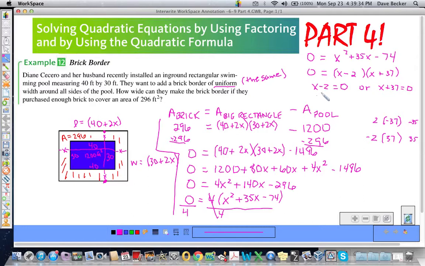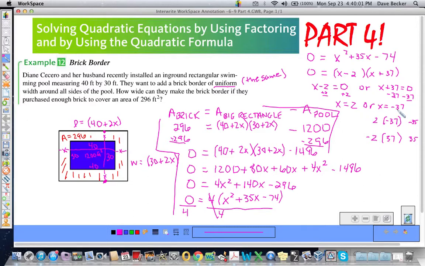And we solve here, plus 2, so we get, this is making me nervous, I don't want you to get it confused, so I'm going to draw a little box here. So x equals 2, or, what do we get here? Minus 37. So I get, or x equals negative 37, right? So these are my two possible solutions, but we're going to throw out the negative one.